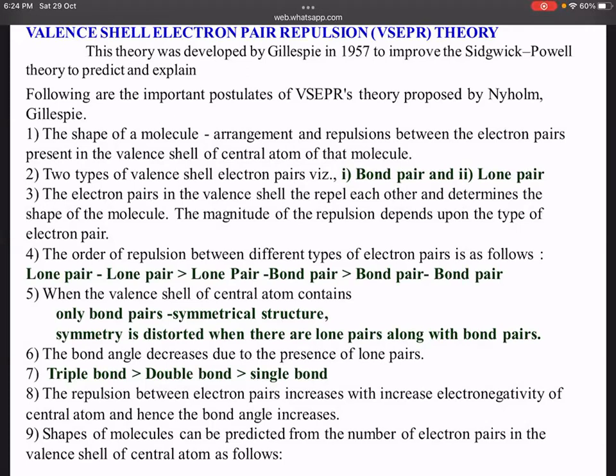Then if a compound has a triple bond, it has more repulsion than a double bond and a single bond. And the bond angle decreases due to the presence of a lone pair, because lone pairs are held close to the atom, while bond pairs are in between the atoms. So the lone pair occupies more space, and the bond angle decreases.